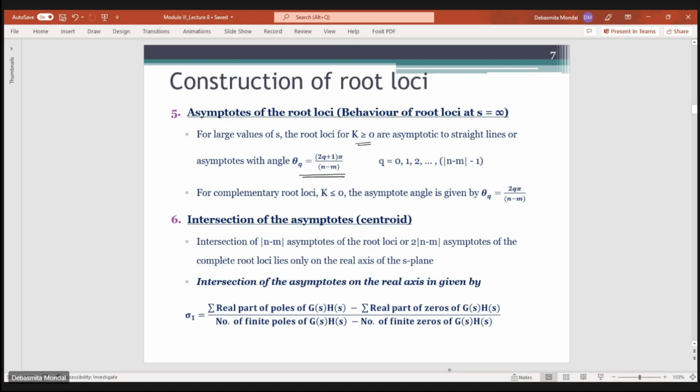So this intersection of n minus m asymptotes of the root loci lies on the real axis of the s-plane, and the intersection point is given by this formula. This intersection point of the asymptotes is known as the centroid, and the centroid is given by the summation of the real parts of the poles of G(s)H(s), or the open loop transfer function, minus the summation of the real parts of the zeros of the open loop transfer function, divided by the difference between the number of finite poles and the number of finite zeros.